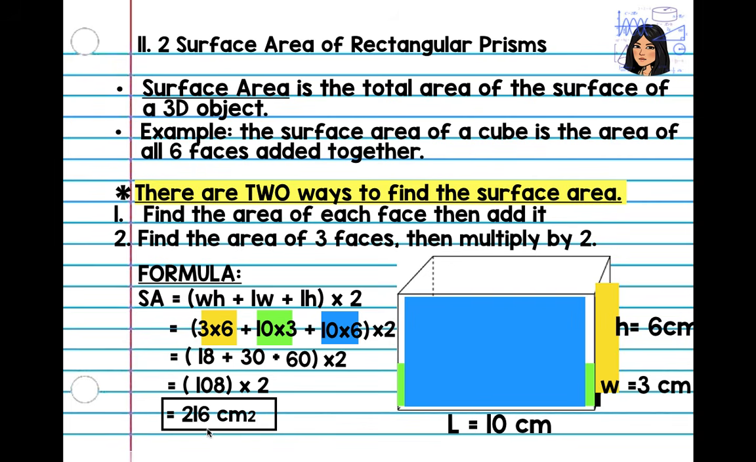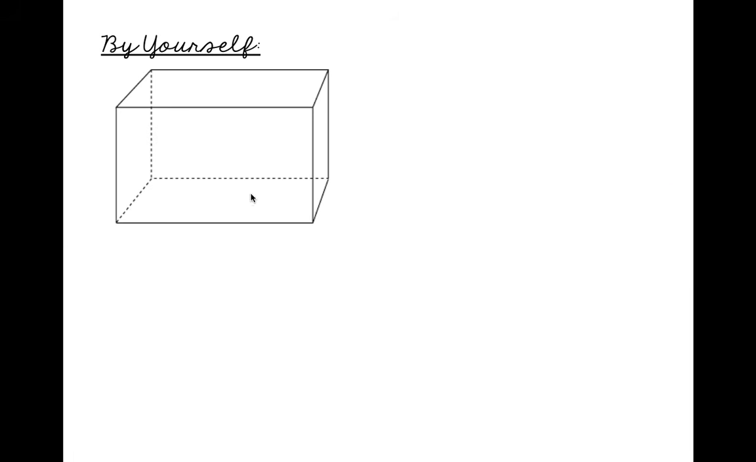Okay, so that is how you find the surface area, guys. You just have to plug it in, multiply it by 2, and that is how you find the surface area. Okay, so we're going to just do one more together, and then we're going to do one word problem. Okay, so again, area of this side, the area of the base, and the area of this side. Then multiply it by 2.